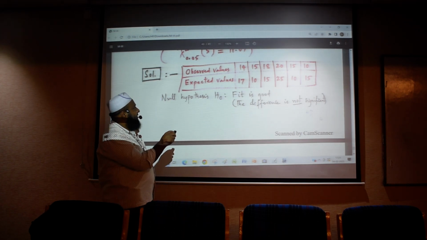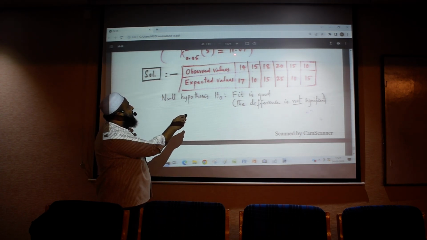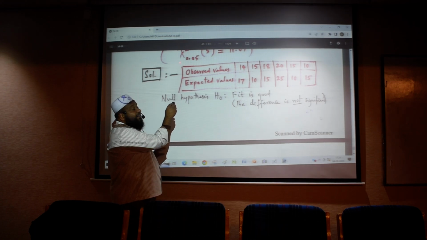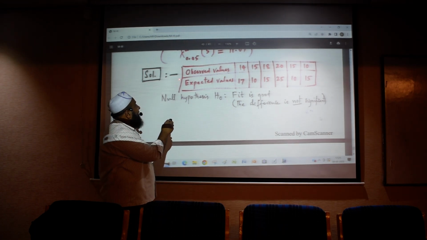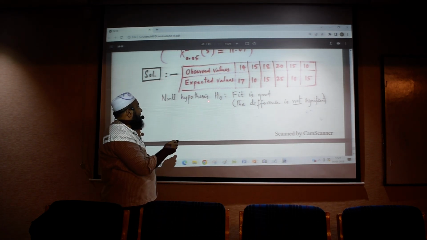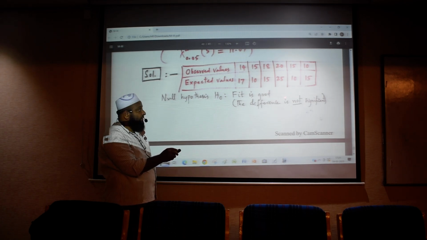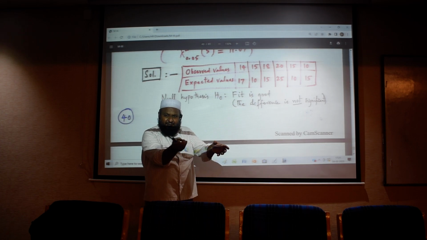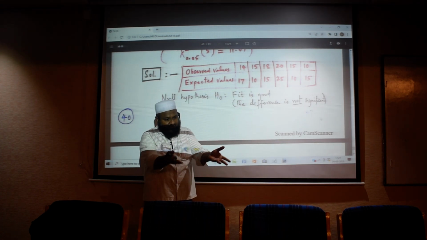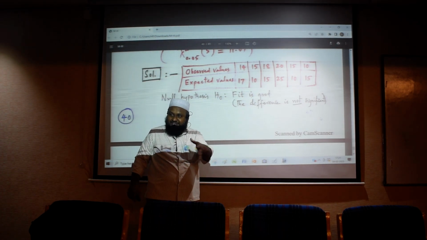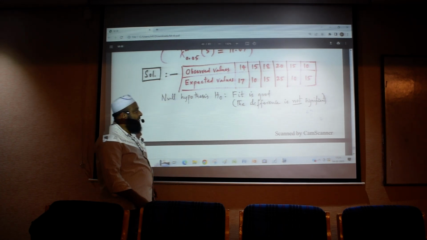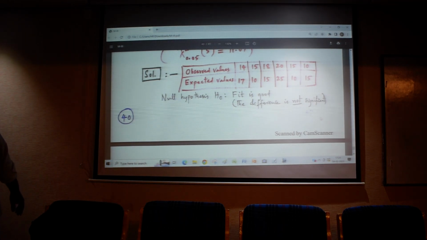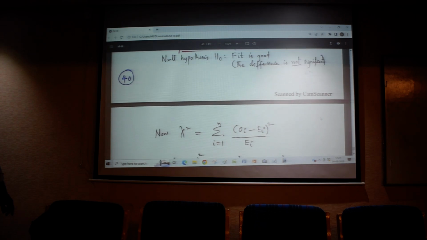Why do you bother? The chi-square value will be given. So it is the chi-square test. Observed values, expected values. Null hypothesis: the fit is good, that is nothing but the difference is minor if you fit something. Otherwise the fit is not good. Difference is not significant. I think you are clear. Okay, very nice, good.